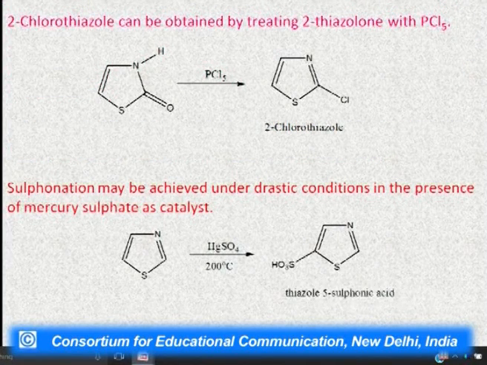Then comes the chlorination. 2-chlorothiazole can be obtained by treating 2-thiazolone with phosphorus pentachloride. Sulfonation can also be achieved under drastic conditions in the presence of mercury salt as catalyst. Here you can see in the reaction, this is the thiazole. It will react with mercury sulphate at 200 degrees centigrade, and we will get a 5 substituted product, that is thiazole 5 sulfonic acid. We won't get the 2 substituted sulfonation product, since sulfonic acid is a bulky group. So, it will reduce the substitution at carbon number 2.